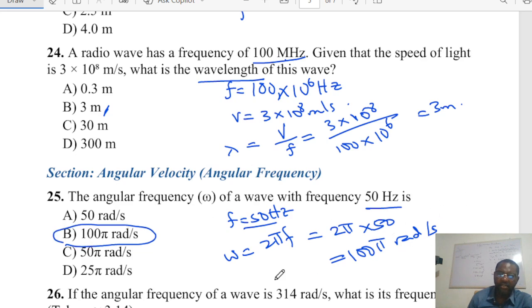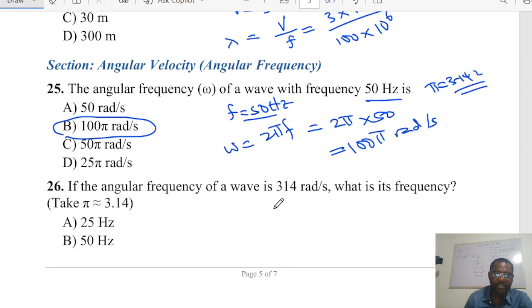Now note that sometimes you may be required to write the value of pi. Pi is 3.142. You can also use that in case the question requires that.